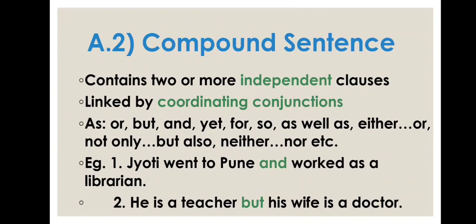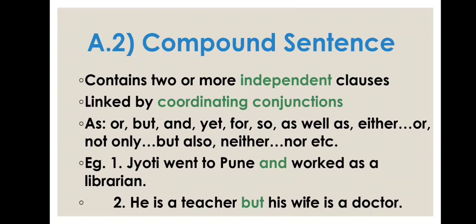Now see, Jyoti went to Pune, worked as a librarian. That means she worked as a librarian. These two are the independent clauses. They do not depend on each other. And these two clauses are linked by the coordinating conjunction and. So this is an example of compound sentence.